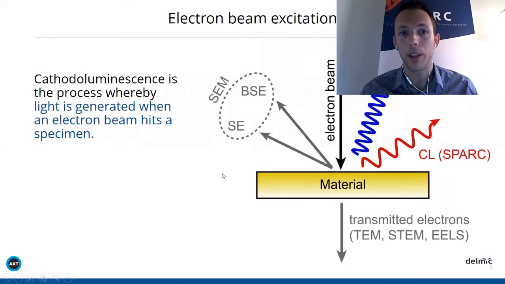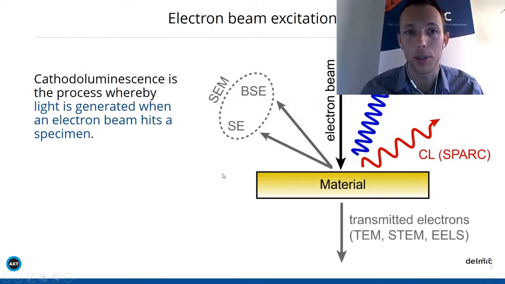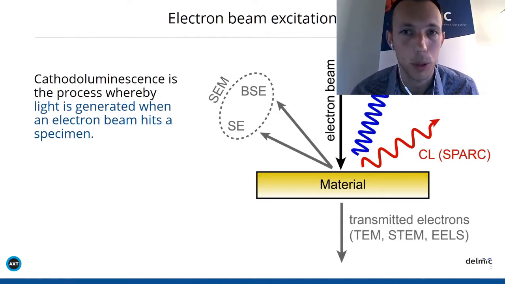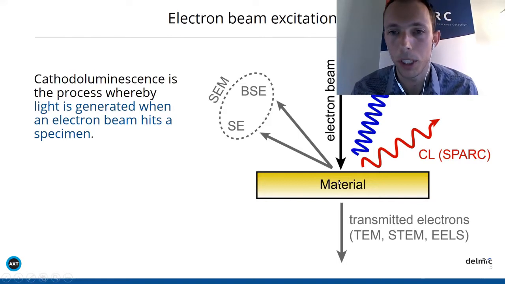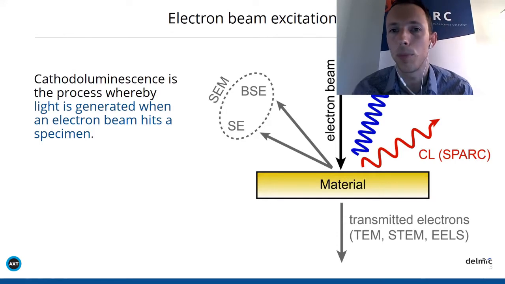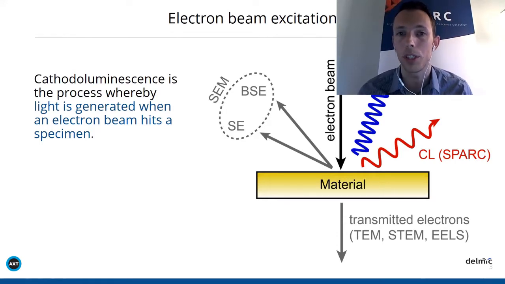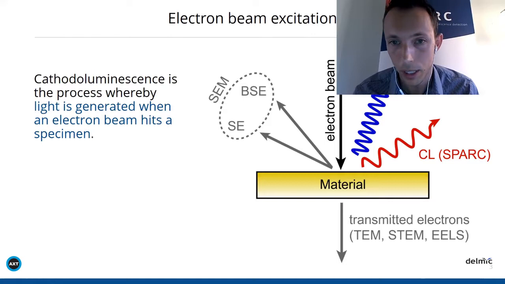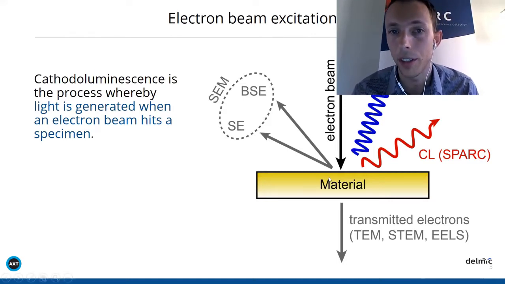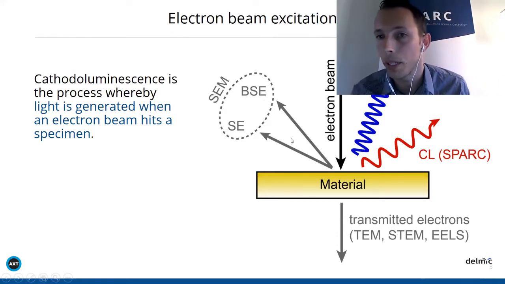So cathodoluminescence, the process itself, starts with an electron beam, and typically this electron beam can be in an electron microscope. In this electron microscope, you direct your beam towards a material where it interacts with that material. And because the electron beam packs a lot of energy, there are a lot of processes that occur simultaneously. For example, there's emission of secondary electrons and backscattered electrons, which can be used for regular electron microscopy.